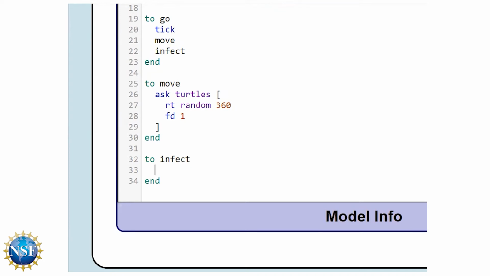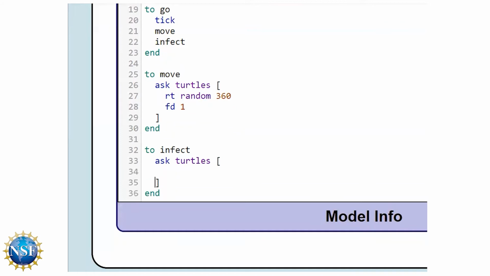Now, the first thing we need to do is to see if there are any infected turtles around. So we'll write ask turtles and then add square brackets. Push enter so that the second bracket is a couple lines below. We'll do this for each of the following commands. Then on the following line, type if color equals yellow.